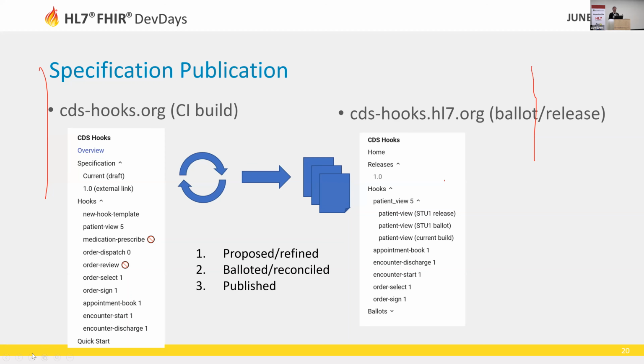So as you propose a hook, it shows up in the hooks list over here on the left. That's discussed and refined and then balloted and reconciled. And once it's published, it actually shows up in the hooks on the published site. And those, as we publish more, we'll have multiple releases. The point is that the hook definitions are independent from the specification itself. So we don't have to release a whole new CDS Hooks specification to release new hooks.